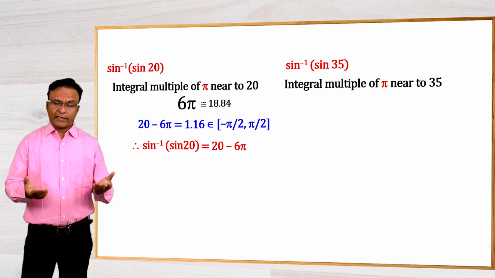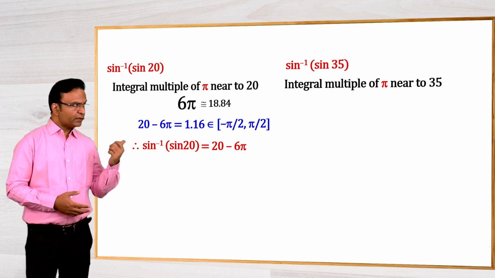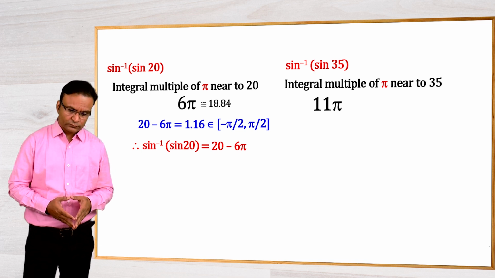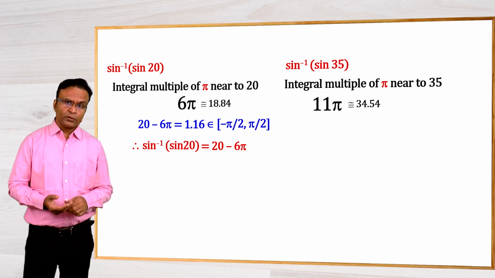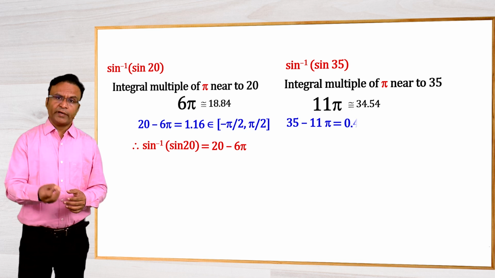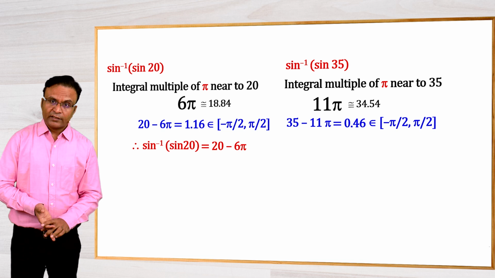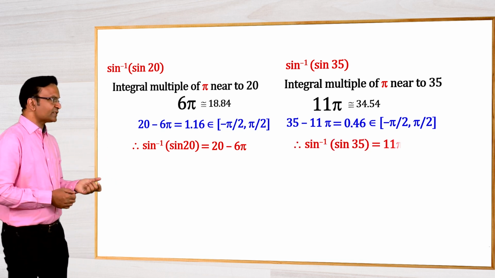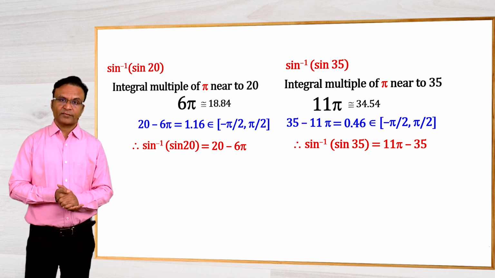We may have 11 pi or 12 pi. Let's consider 11 pi first. The value of this is approximately 34.54, and the difference of this value with 35 is 0.46, which belongs to minus pi by 2 to pi by 2. But here we have odd multiple of pi, then the value of this is equal to 11 pi minus 35.